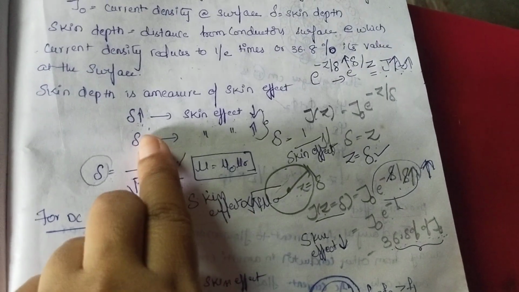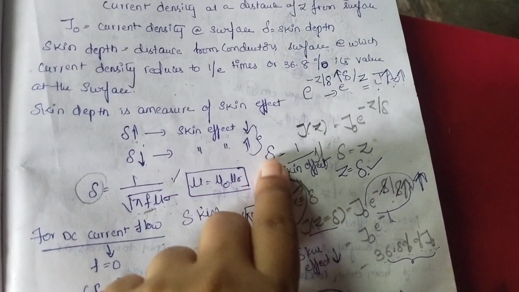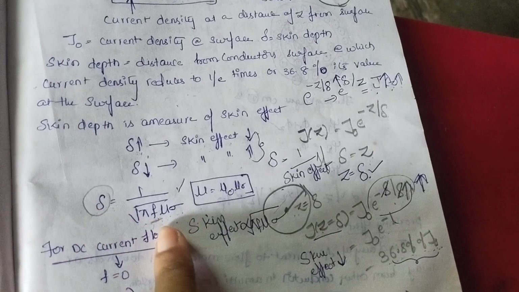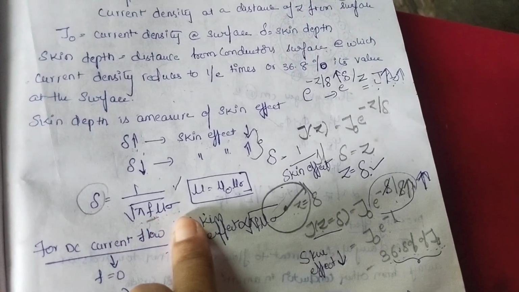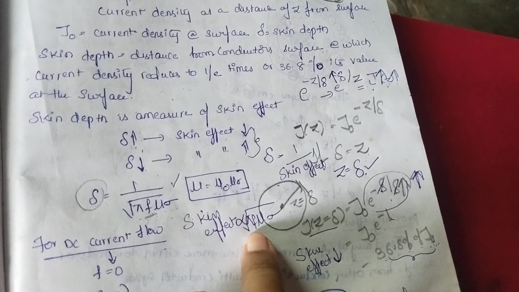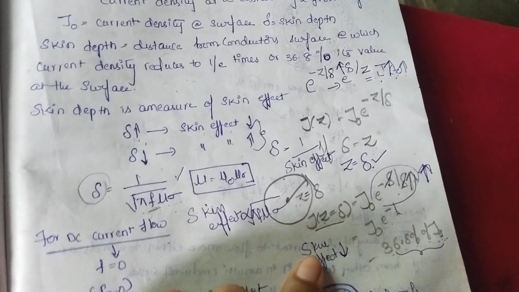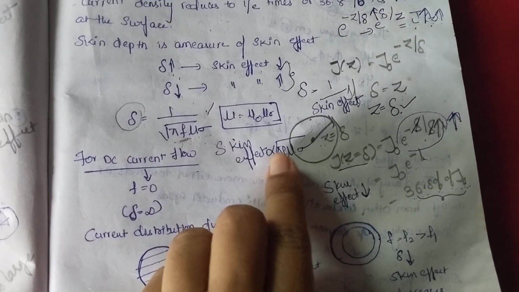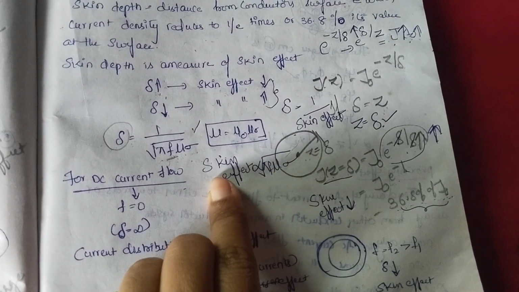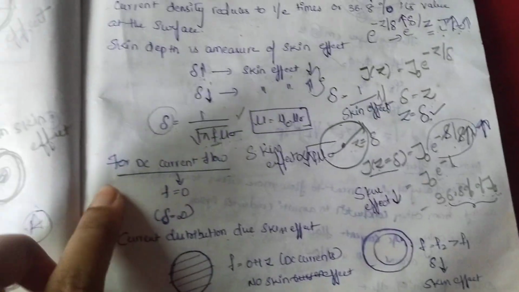See here. Delta is inversely proportional to skin effect, and delta is also inversely proportional to root of pi F mu sigma. If you compare these two, skin effect is directly proportional to pi F mu sigma. So skin effect is directly proportional to F mu sigma. So if these are increasing, skin effect will also increase.